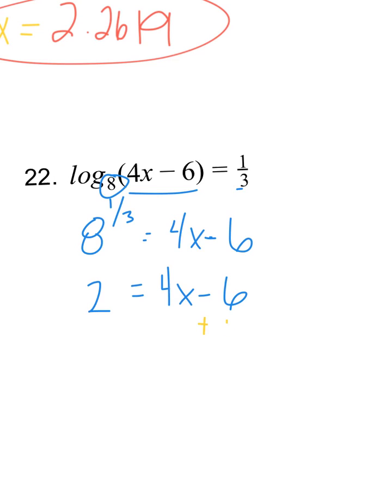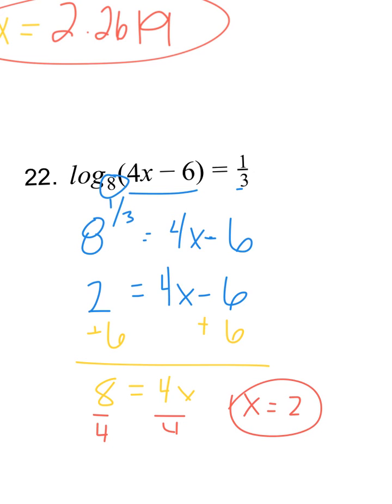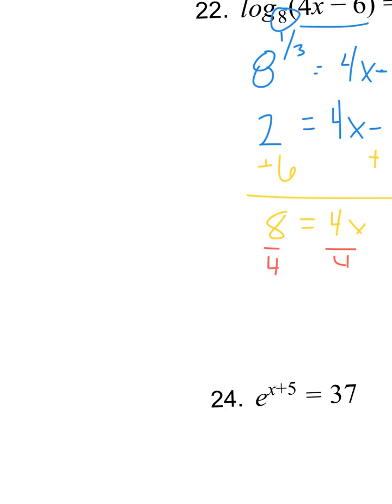So add 6 and get 8 equals 4x. Divide by 4, x equals 2. 23.